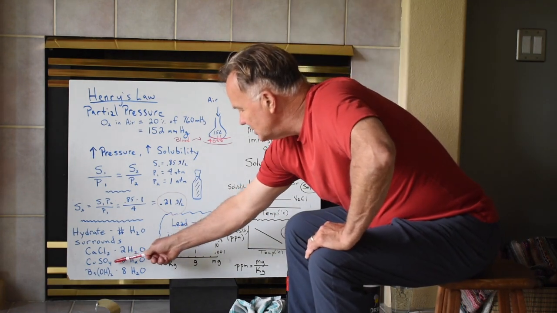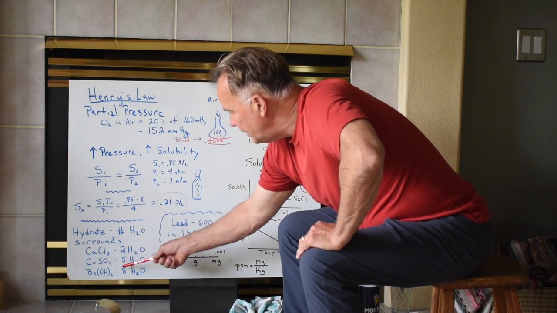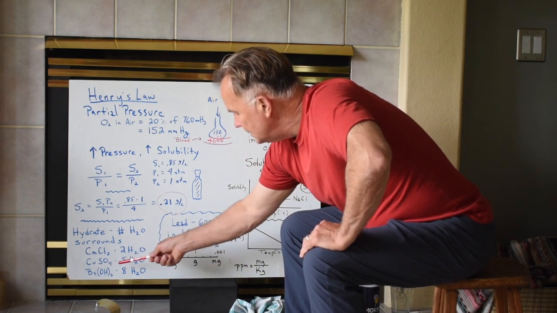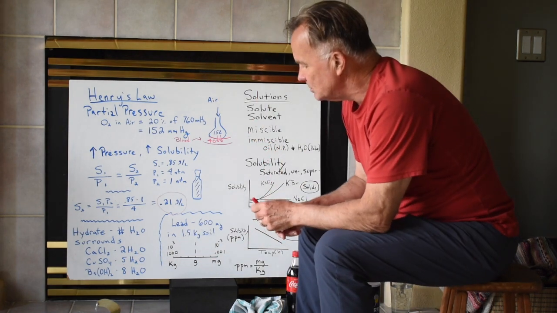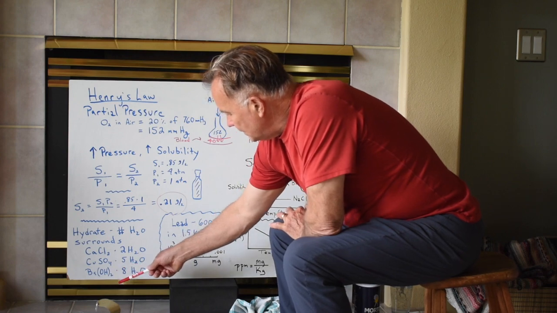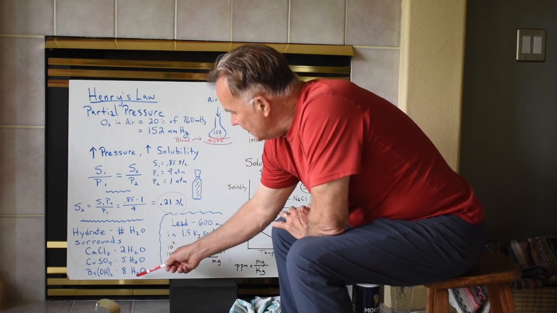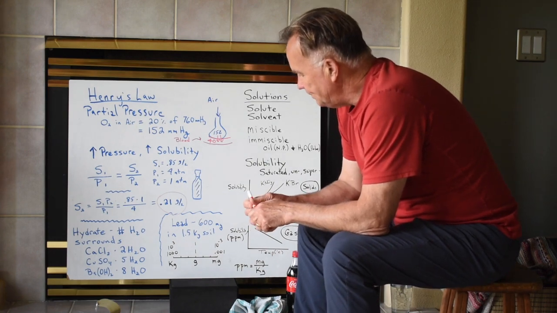One with that blue crystal, which turns white when you drive off the water, is copper sulfate pentahydrate, CuSO4·5H2O. The 5H2O is forever copper sulfate. Then another example, barium hydroxide, Ba(OH)2·8H2O. So that would be barium hydroxide octahydrate.